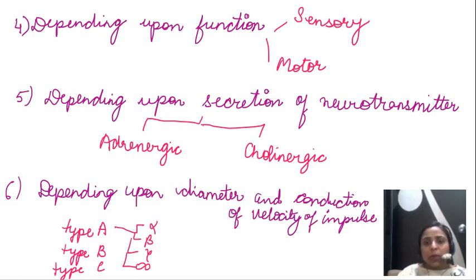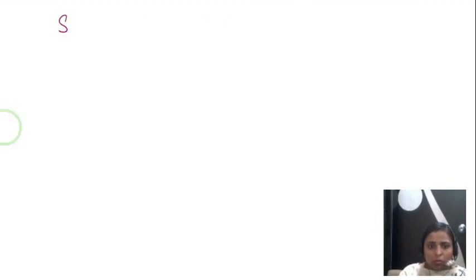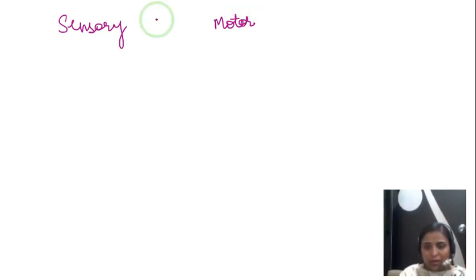Now the fourth one is depending upon the function. Let me show you in a slide. See, it is sensory and motor, right? Now why have they written the function? Because they are performing the function only. Sensation is also a function, meaning it takes the sensation from the parts of the body, and motor is also a function, meaning it is doing your movement, right? So depending upon the function, they are classified into two parts, that is sensory and motor. Now we will see how.